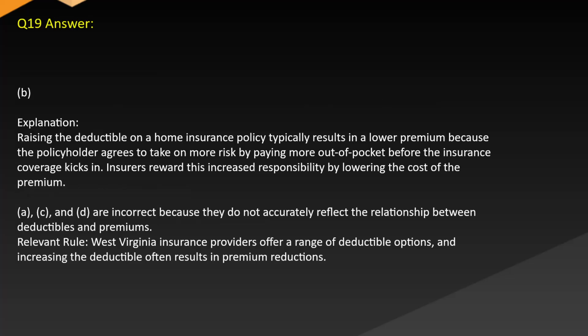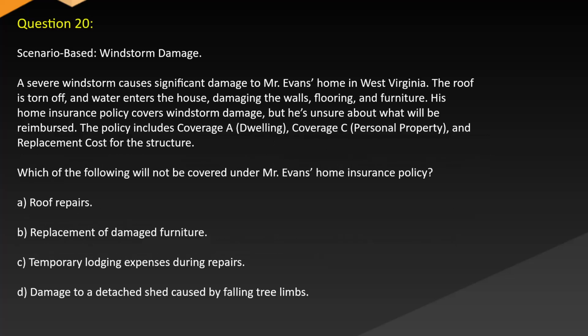Answer: B. Explanation. Raising the deductible on a home insurance policy typically results in a lower premium because the policyholder agrees to take on more risk by paying more out-of-pocket before the insurance coverage kicks in. Insurers reward this increased responsibility by lowering the cost of the premium. A, C, and D are incorrect because they do not accurately reflect the relationship between deductibles and premiums. Relevant rule: West Virginia insurance providers offer a range of deductible options, and increasing the deductible often results in premium reductions. Question 20. Scenario-based. Windstorm damage.